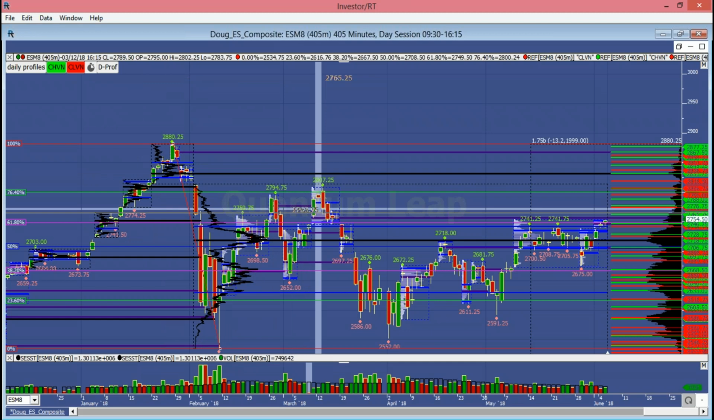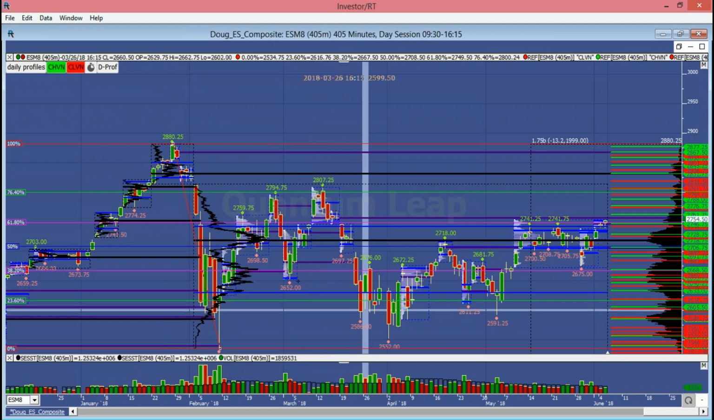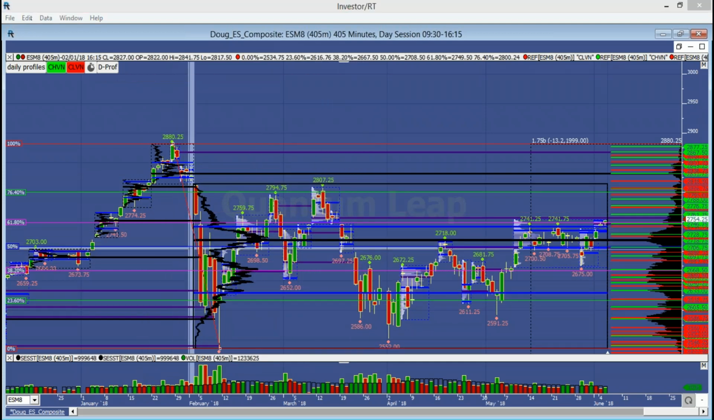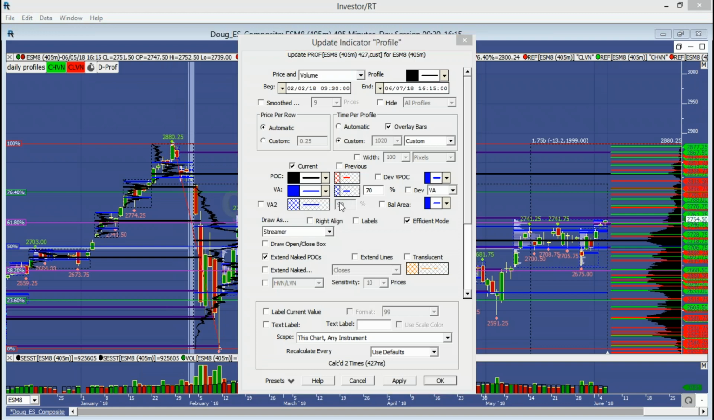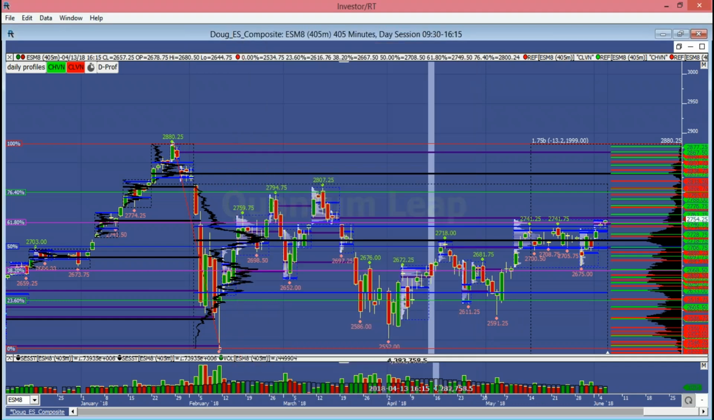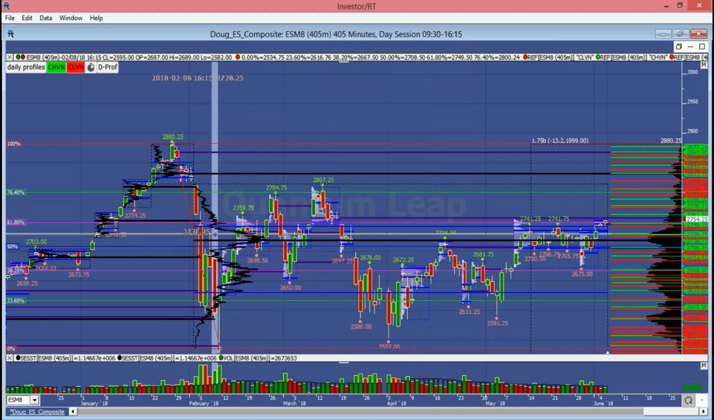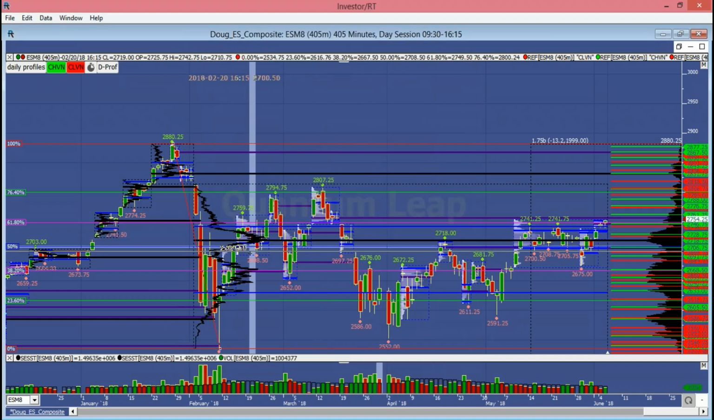Sellers step in, we rotate down, and since then, let me just, I've got to make an adjustment here. I don't know why they keep doing that. Oh, it's not going to allow me to do it right now. Oh, crap. Sorry, I wanted to just change my value area to cyan so you could see it better.